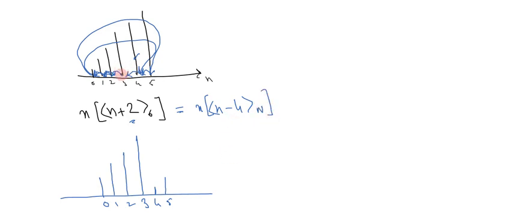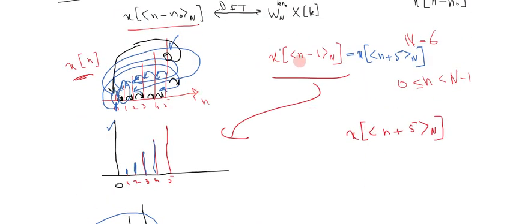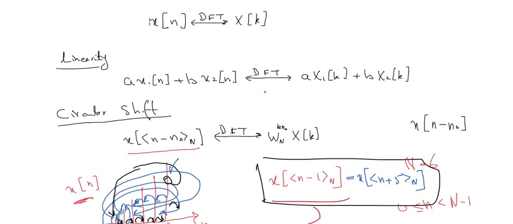If you circularly delay this signal by 4 units, it will again appear like this. So both these signals are equivalent. You can do it yourself. I did it for this signal. So I hope you have understood what is circular shift.